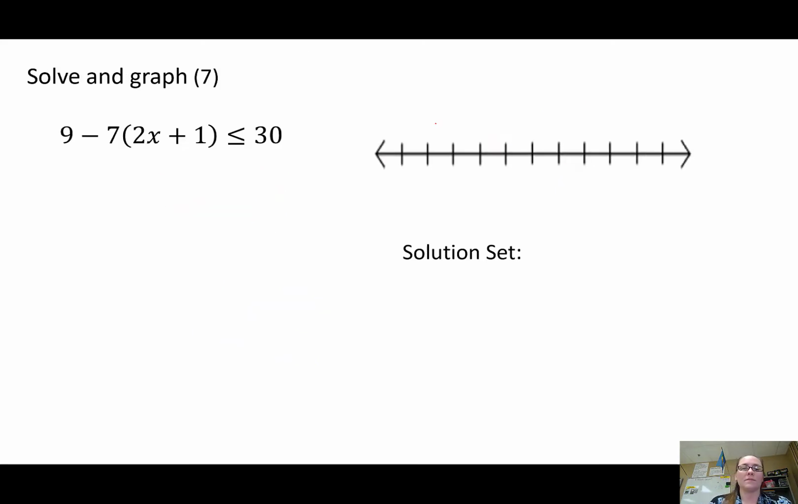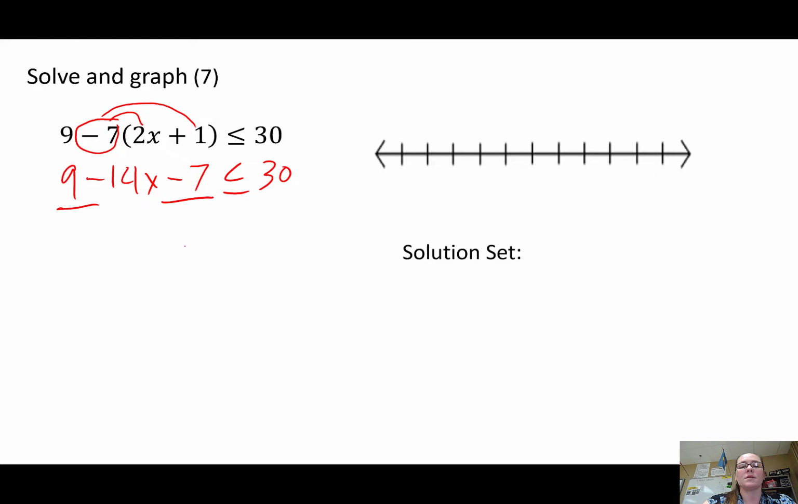All right, let's look at the next one. I've got negative 9, or sorry, can't read today. 9 minus 7 times 2x plus 1 less than or equal to 30. So first thing I'm going to do is distribute that negative 7. So I get 9, negative 7 times 2 gives me negative 14x. Negative 7 times 1 is a negative 7, less than or equal to 30. Combine my like terms, so I get negative 14x. 9 plus negative 7 gives me a positive 2, less than or equal to 30.